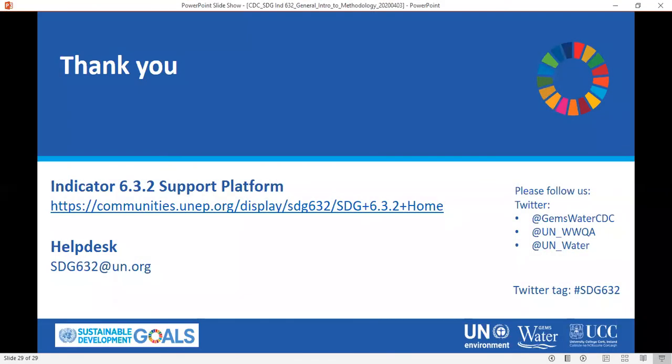And just to reiterate that we do have the SDG 6.3.2 platform up and running. The link is here on this slide. And we also have the help desk, which is constantly manned. So if you have any queries or seek any clarification on anything you've heard here today, please do contact us through that.